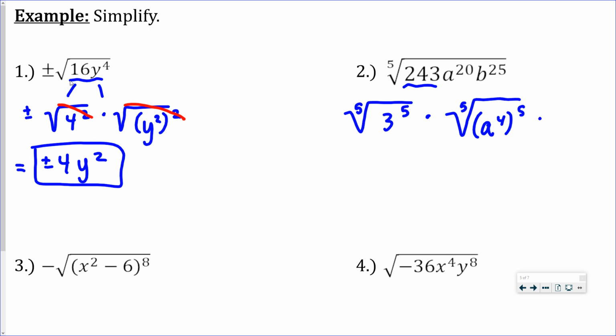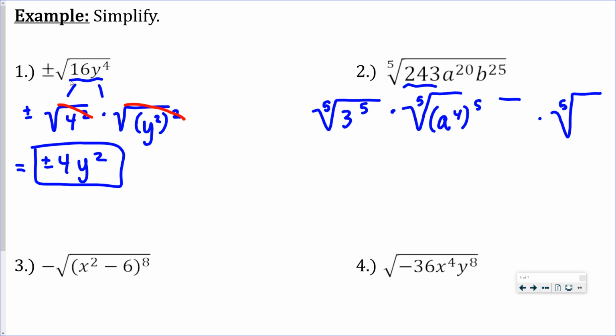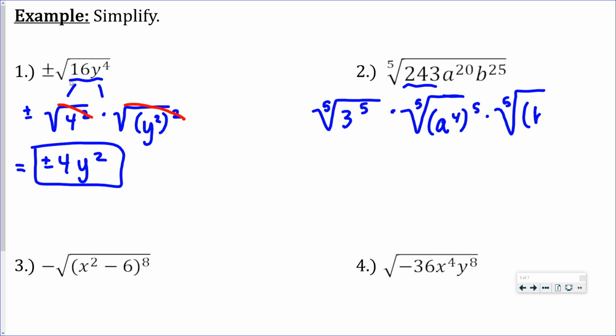Okay, so what about b to the 25th? B to the 5th to the 5th. Good job, guys. Okay, now's the fun part. Once you get everything written as the matching powers with the index, these cancel, these cancel, these cancel. I would be left with 3, a to the 4th, b to the 5th. Good job.